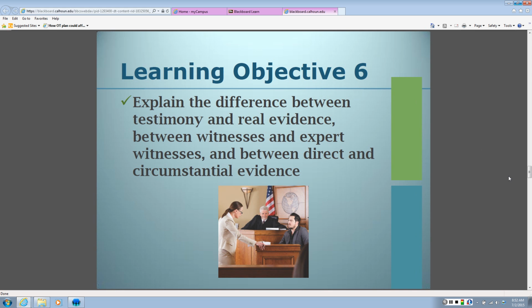All right. Next couple slides, and you can read about this in your text as well. It talks about the different types of evidence and witnesses. Please read over that. It's also very straightforward. It's not very hard to comprehend.